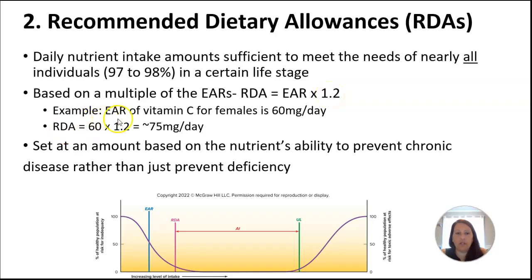Okay, so here's an example. If the vitamin C for the young females is set to 60 milligrams per day, to figure out the RDA for vitamin C for young females, it will be 60 times 1.2, and that's about 75 milligrams per day. So about 75 milligrams per day should meet the needs of 97 to 98% of young females. Okay. And again, this isn't just a willy-nilly number. It's based on science. It's based on the amount of the nutrient's ability to prevent chronic disease, rather than just prevent deficiency.